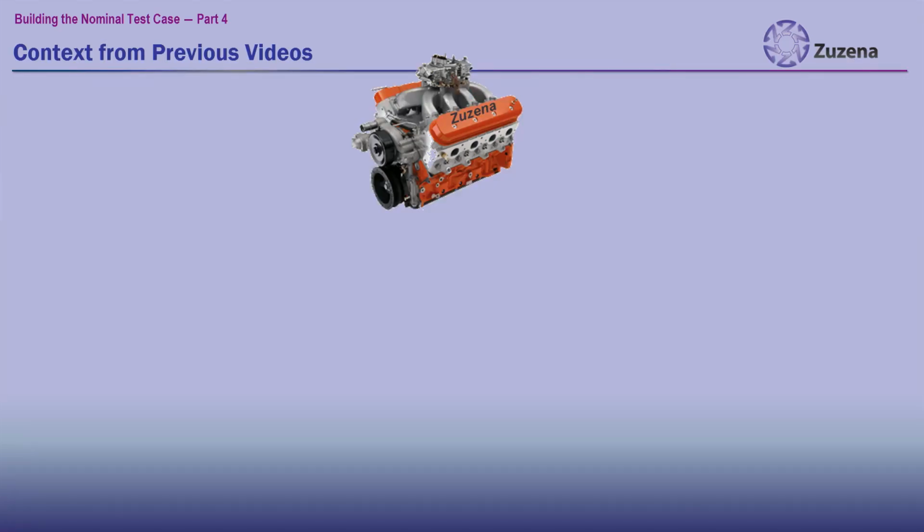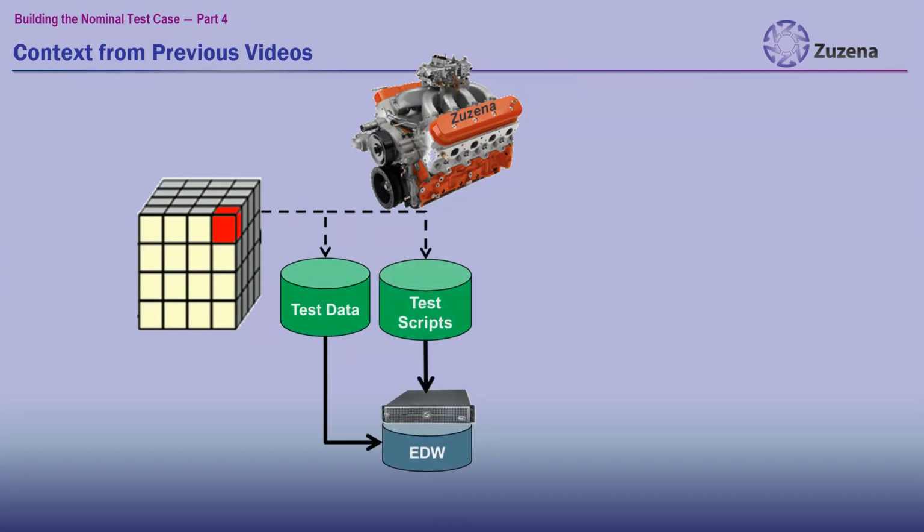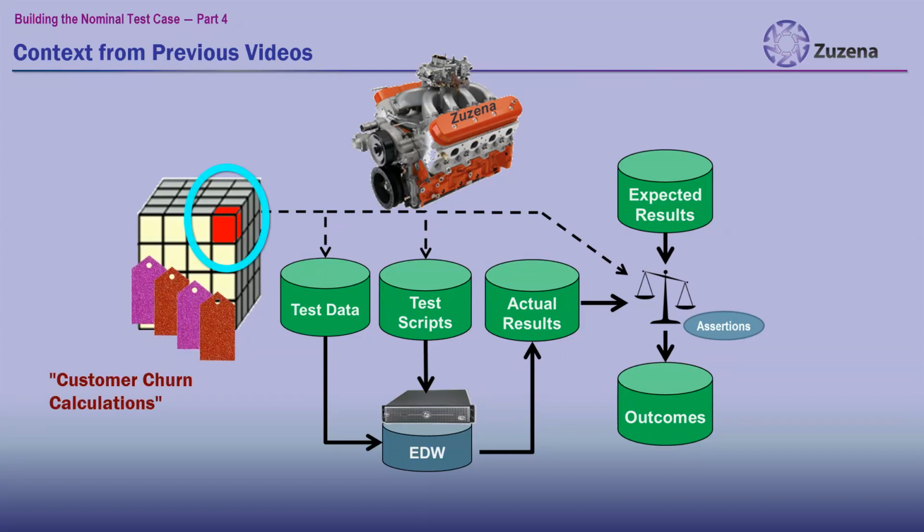In the previous videos of this series, we provided an overview and illustrated the first steps in creating a Zuzena test case. We introduced the capabilities of the Zuzena test engine and listed the goals of the test case we're building. We also demonstrated how to create the blank test case container, label it with metadata tags, and add data staging steps. Finally, we showed how to run that test case individually and as part of a test suite.